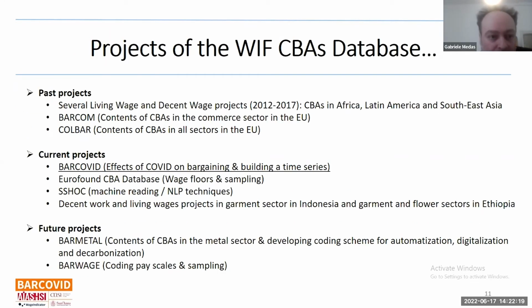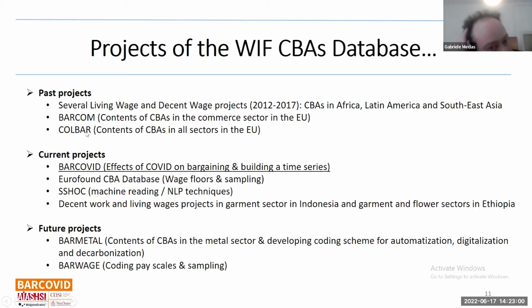So here we have an overview of the projects of the WageIndicator database. In the past, we have developed several living wage and decent wage projects in Africa, Latin America, and Southeast Asia. While in Europe, we have already developed projects regarding CBA analysis, for example, BARCOM in the commerce sector, or in the previous COLBAR project, we analyzed all the CBAs in all sectors in the EU.